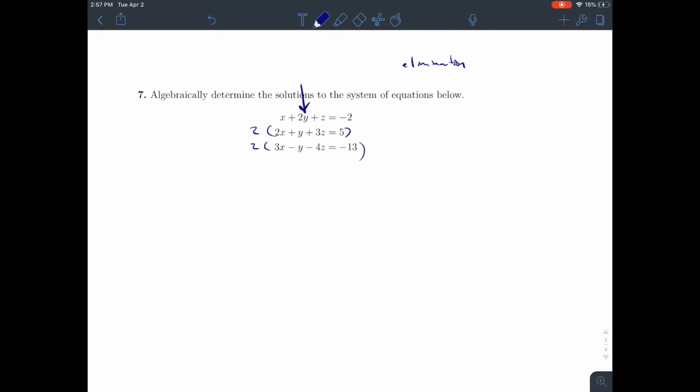Let's rewrite our system. So the first equation stays the same. The next equation becomes 4x plus 2y plus 6z equals 10. The next equation becomes 6x minus 2y minus 4z equals negative 26. And at this point, you want to pause for a second and make sure you didn't make any mistakes. I have made a mistake.